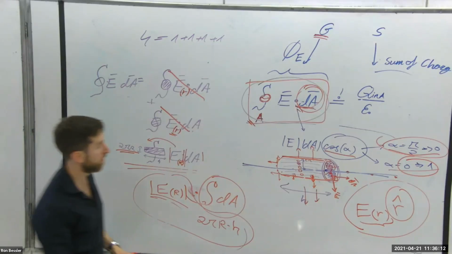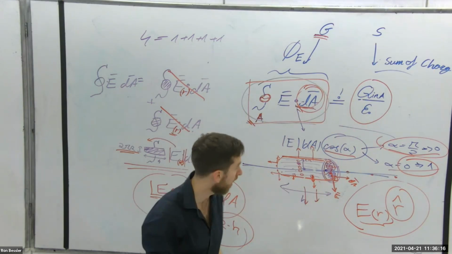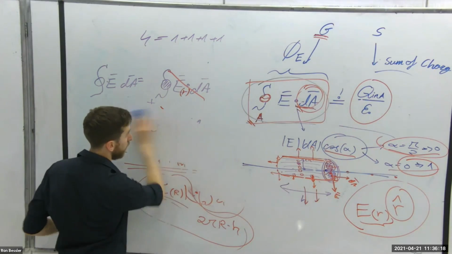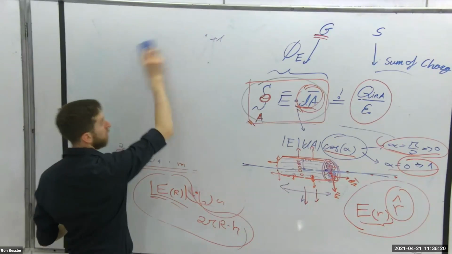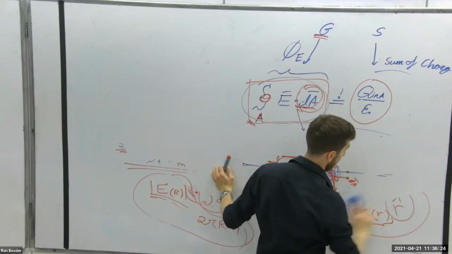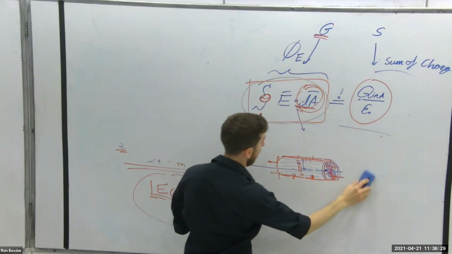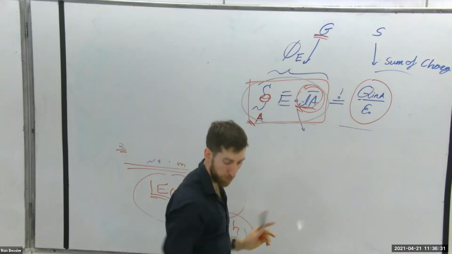So we found that. Now the question is, what is this guy? So can somebody explain to me what Q in A means? It's the total charge on the wire. Total charge, not on the wire. Within the wire. Not within the wire.